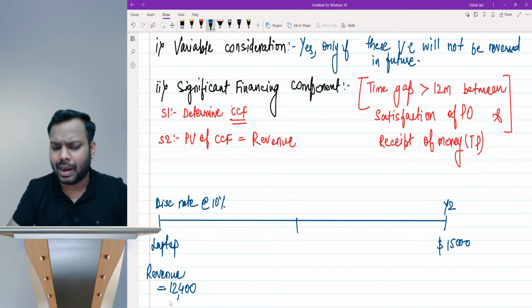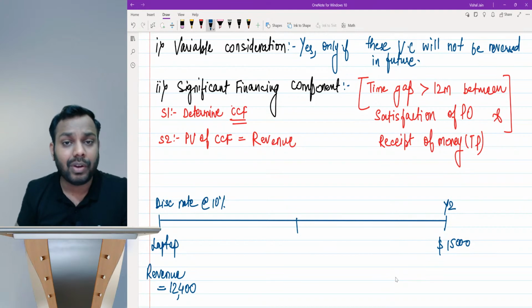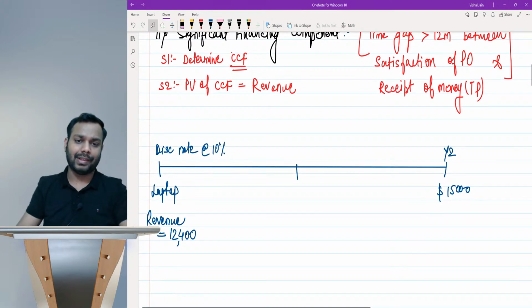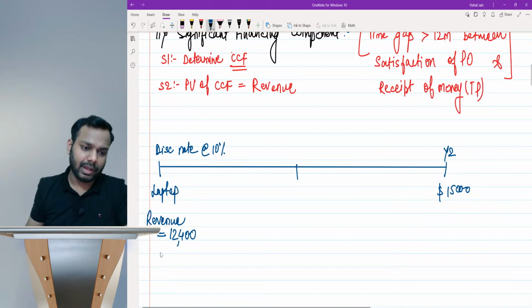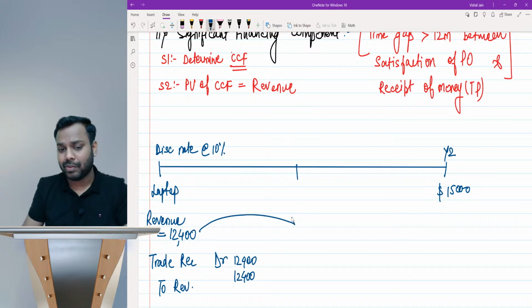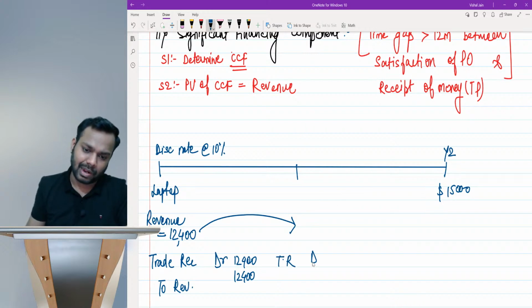Now you must be wondering how we will recognize the differential. Guys, we must understand that the differential will be recognized as finance income. How will the journal entry flow? It will flow like this. Trade receivables account debit to revenue, 12,400. At the year end, when you unwind this, how will you record it? You will pass the entry: trade receivables account debit to finance income.